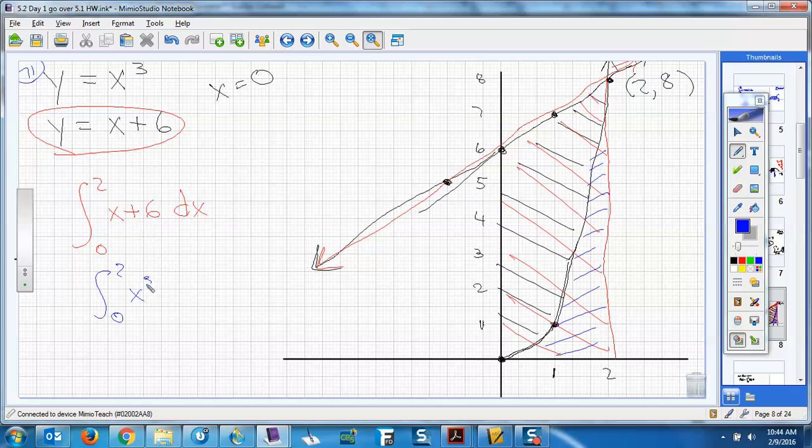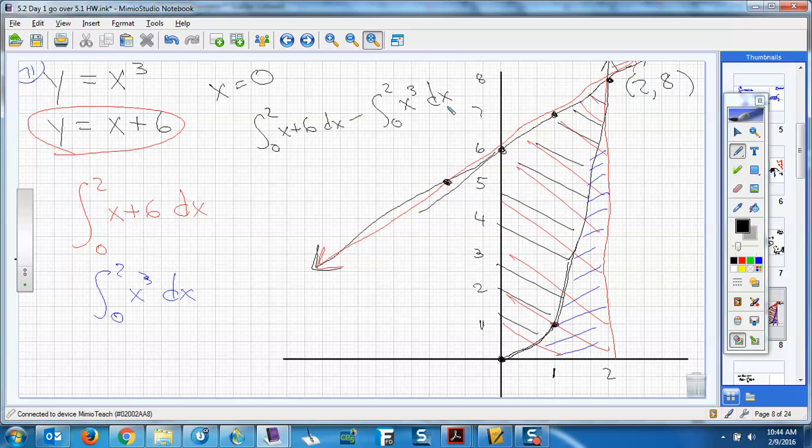Isn't that the integral of x cubed dx? That's the area between the x cubed graph and the x-axis, right? And so what do I need to do? I need to subtract those. So my answer then is the integral from 0 to 2 of x plus 6 dx minus the integral from 0 to 2 of x cubed dx.